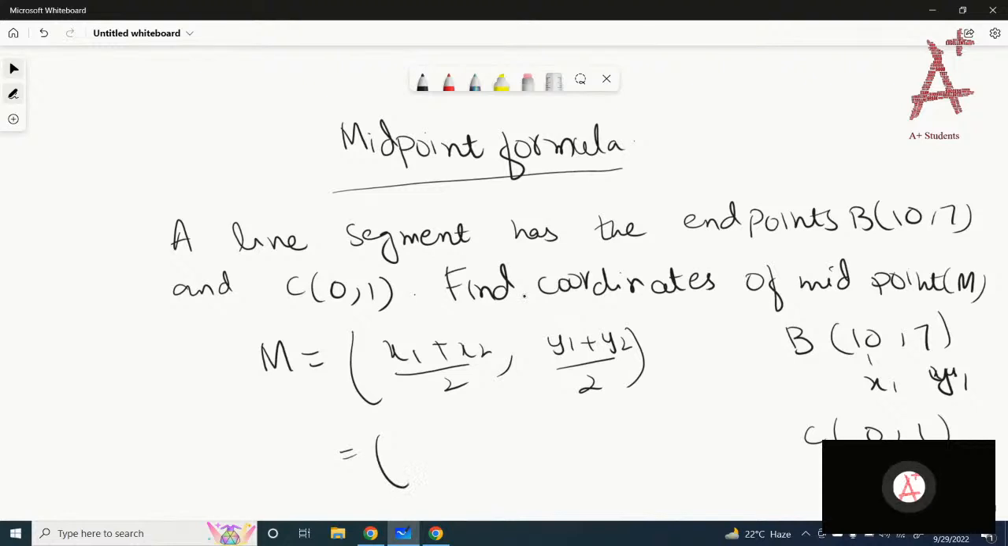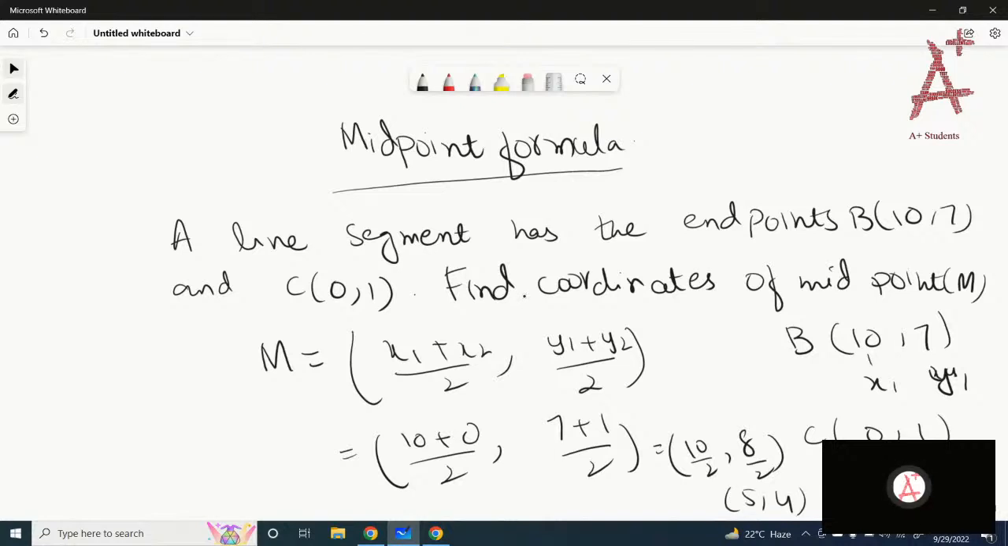x1 is 10 and x2 is 0, so 10 plus 0 over 2. Then y1 is 7 and y2 is 1, so 7 plus 1 over 2. Just add them and divide by 2. You have 10 by 2 and 8 by 2. 10 by 2 is 5 and 8 by 2 is 4. So the coordinates of the midpoint are (5, 4).